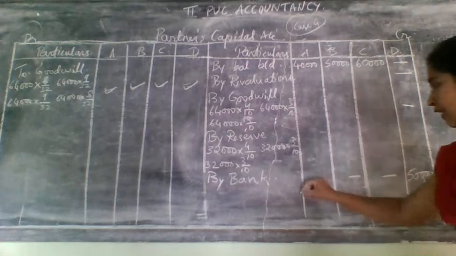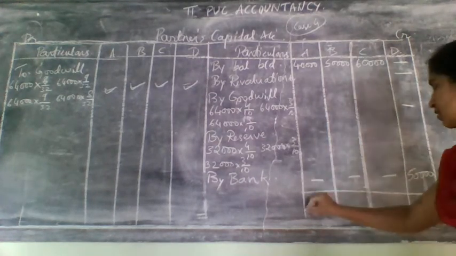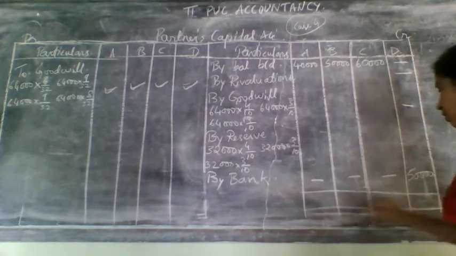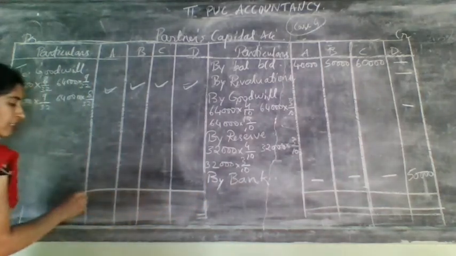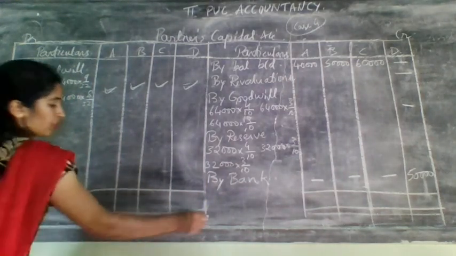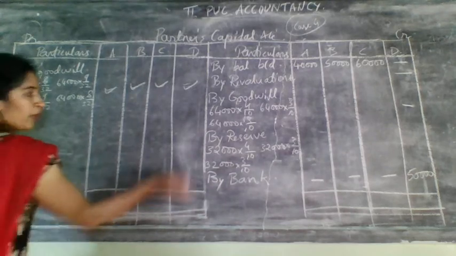So after writing this, what is the last step here? Take the total of credit side, bring that total to which side? Debit side. Copy that same and then minus 1 by 1.